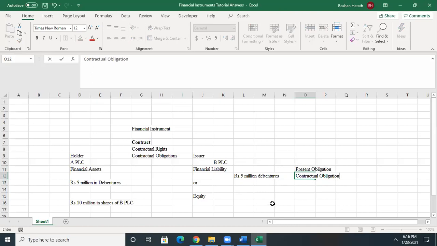This is something that you have learned since your first year. The present obligation, we divide into two categories, the legal obligation and the constructive obligation. And under the legal obligation, one such legal obligation is the contractual obligation, right? That comes into existence as a matter of contract. So it's about the contractual obligation. But when it comes to equity, you would see that there's no obligation at all. It simply represents the residual interest.